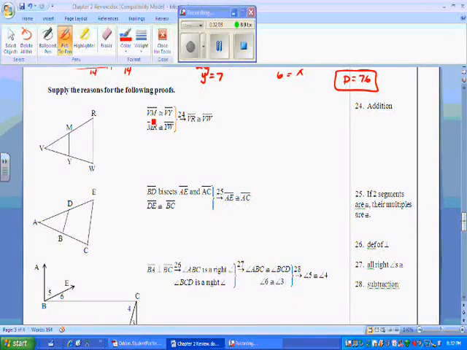24. Give me the reason. VM is congruent to YV. MR is congruent to YW. And we want VR. This is what we want.